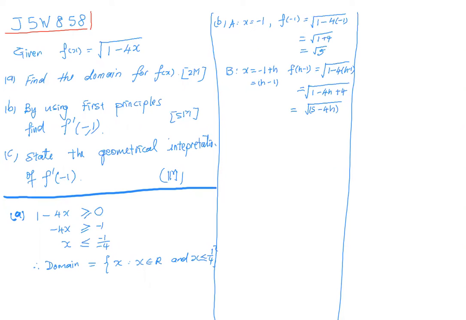Okay, so therefore, after that, I need to find the slope of chord AB. So the slope of chord means the average rate of change from x equals negative 1 to x equals h minus 1. So this will be your y2 minus y1 over x2 minus x1.